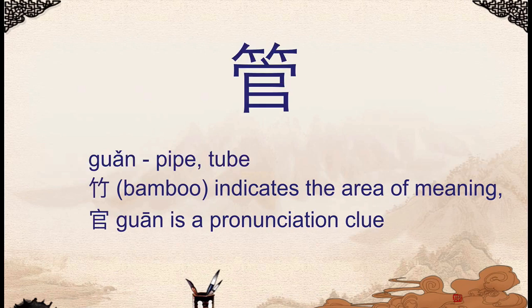Guan means pipe or tube. The top half of this character is 2 sticks of bamboo. This means bamboo. This indicates the area of meaning because in ancient China these pipes or tubes were generally made out of bamboo. The bottom half, guan, gives us a clue as to the pronunciation, even though it's actually in a different tone.